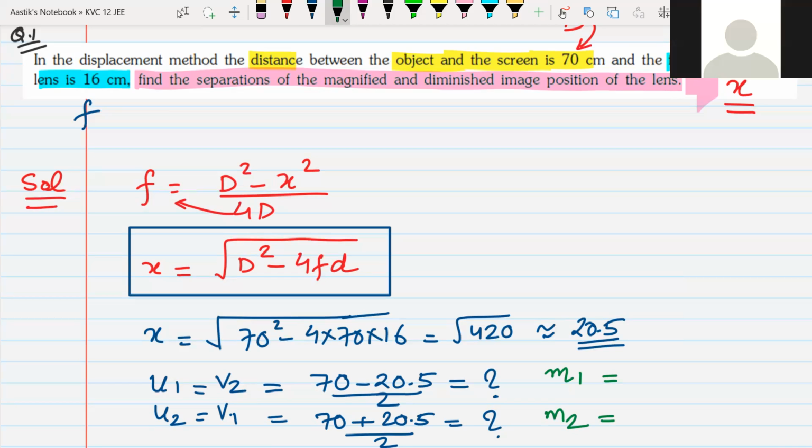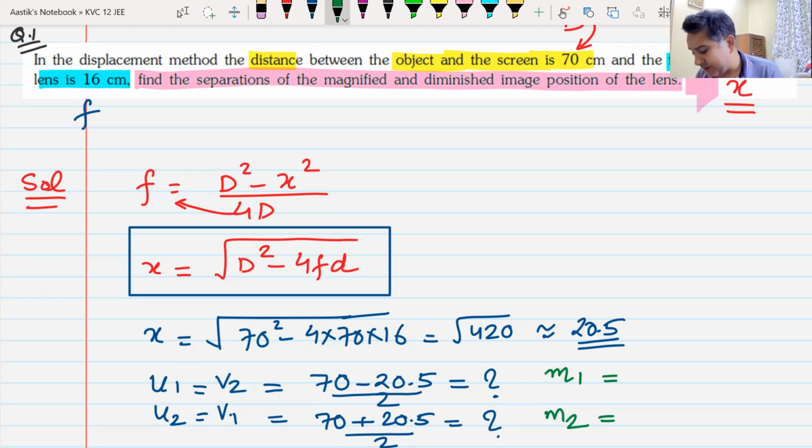Nine by 5. 9 by 5 is m1. How did you get it, beta? v1 by u1. Very well done. You can do it by v1 by u1, or you can also do it this way: 70 plus 20.5, that is d plus x by d minus x. Yes, you can also do it this way. Whatever way you do, beta, you will end up with the same answer.